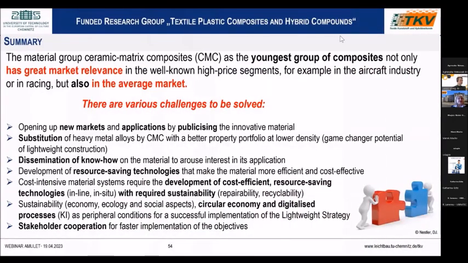So now I give you a small summary. The CMCs, as the youngest group of composites, have great market relevance in the well-known high price segments, but also, and this is important, in the average market. We have to solve some challenges, such as opening up new markets and new applications by publicizing the innovative material. Realize the substitution of heavy metal alloys by CMC with a better property portfolio at lower density. So we can say this is a game changer potential of lightweight constructions.